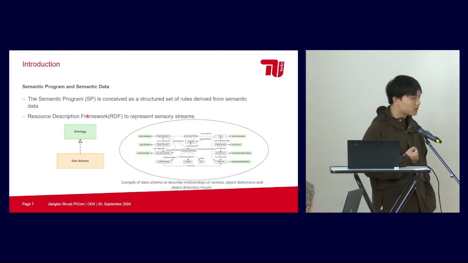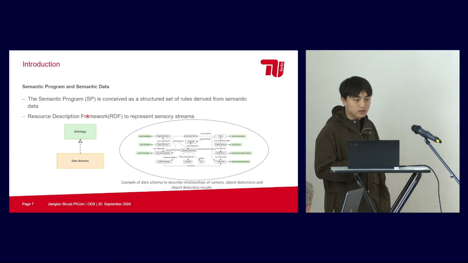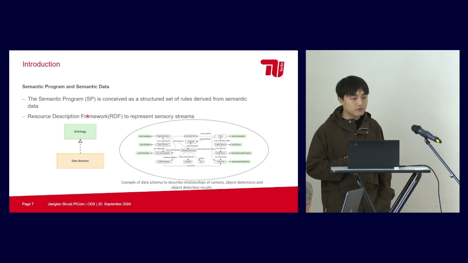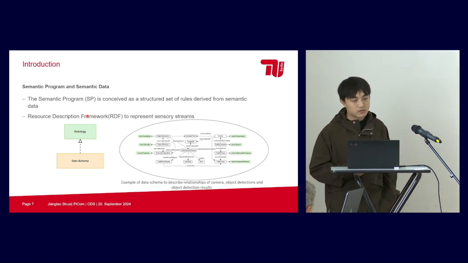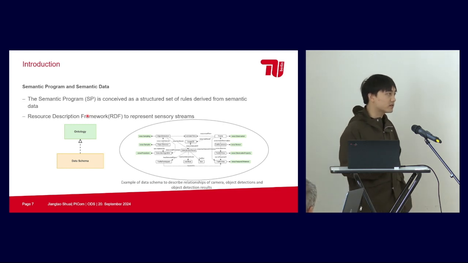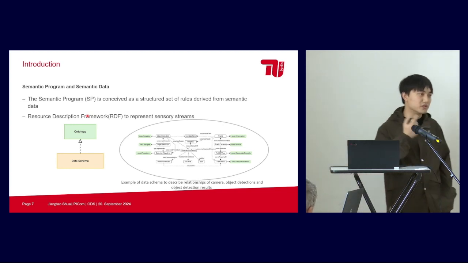like this. So for semantic data, in here we use RDF to represent the sensory stream, for example. To define the semantic data, you need to first use the ontology and then use the data schema to implement that ontology, as shown in the right picture. So the green parts on the right picture are the ontology, and then the white blocks are the data schema that define or implement this ontology.